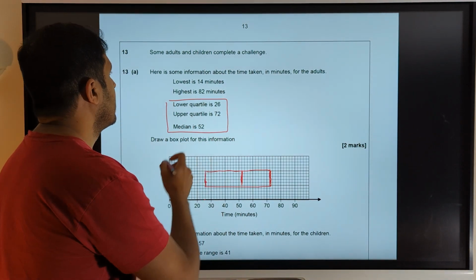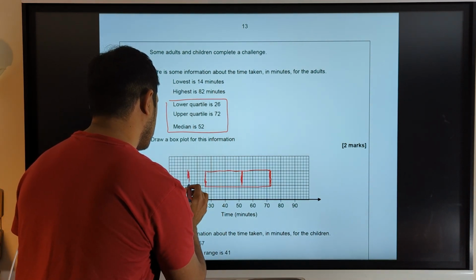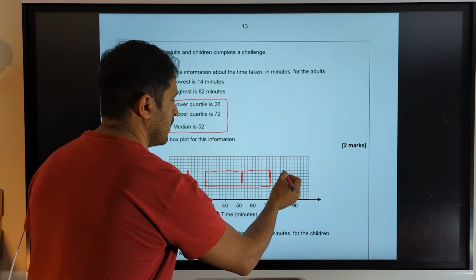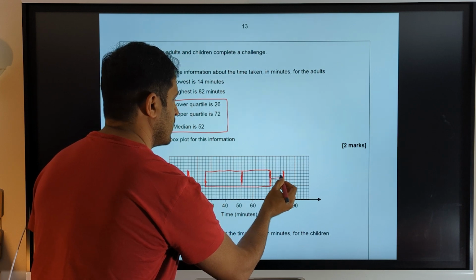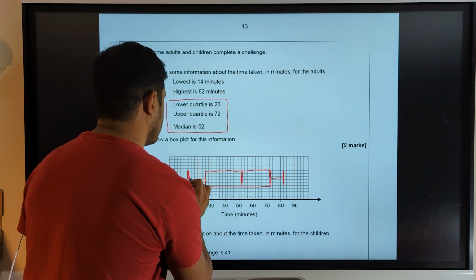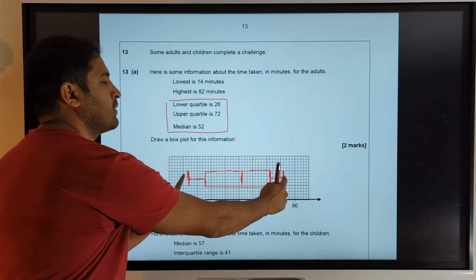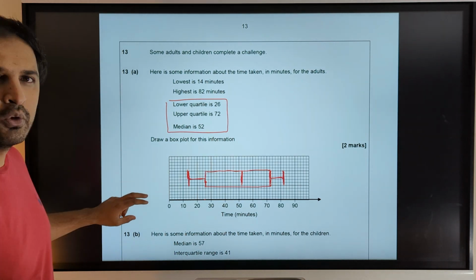And then we do the whiskers, which is at 14 and 82. And you need to join them up with a straight line like this. And that's why it's called a box and whiskers plot. So these two are whiskers, the lowest value and the highest value. It should get you those 2 marks.